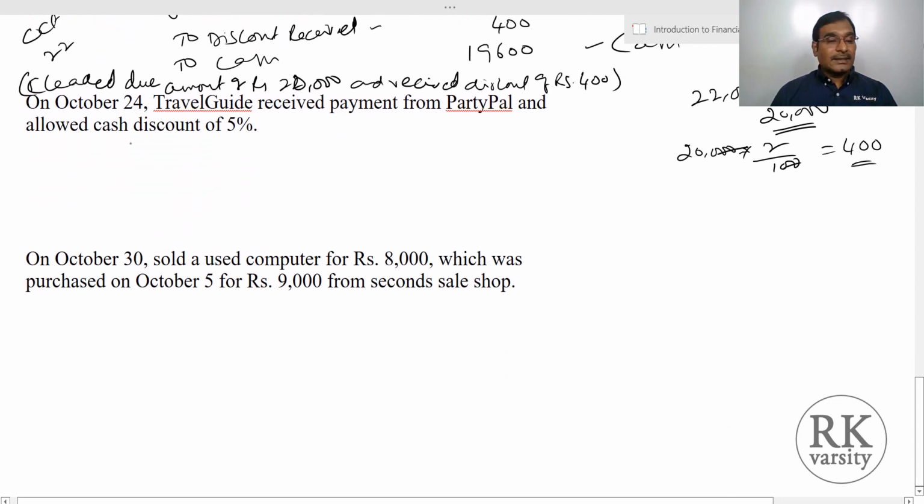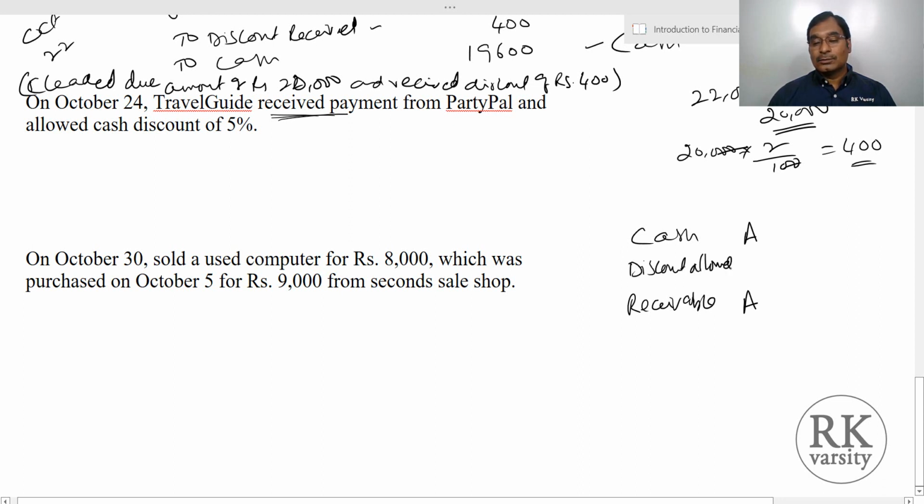Now next is on October 24th, travel guide received payment from party Paul and allowed discount of a 5%. So here one is the cash, then second one is the receivable. Cash is an asset, receivable is an asset, then you allowed the discount. So discount allowed, this is a business expenditure, so we'll write this as an expenditure.